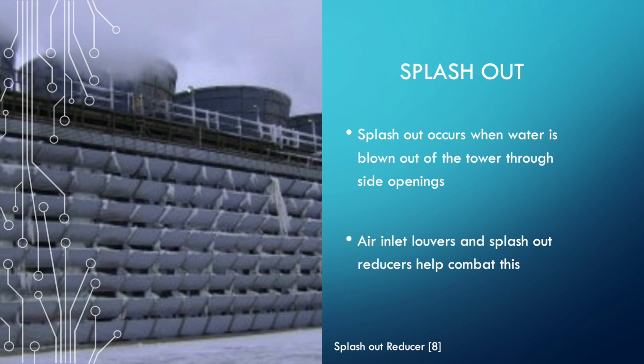And also are air inlet louvers. These are basically like the filters you put on your air conditioning, and they prevent sunlight damage, vibration, noise, and also freezing. So those are the two biggest things to prevent splash out.